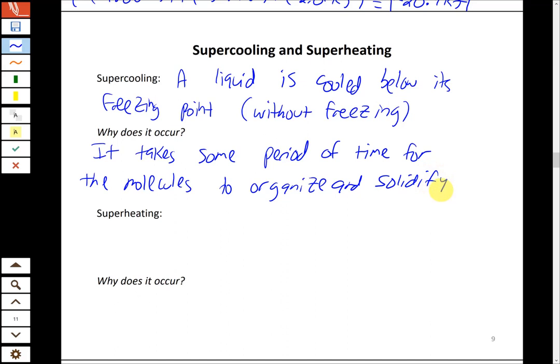So for that period of time, before the water molecules, or whatever liquid molecules, can organize and freeze into a solid, it can exist as a supercooled liquid, where it's below the freezing point, but still in the liquid phase. Superheating is sort of the opposite situation, when a liquid is heated above its boiling point.